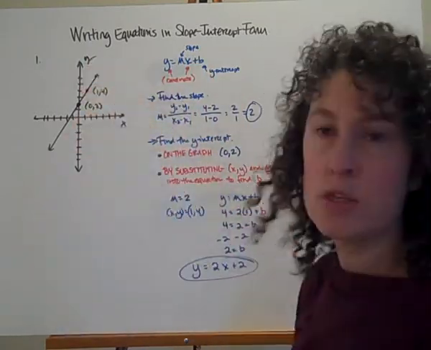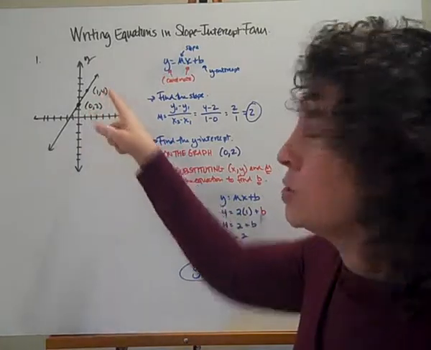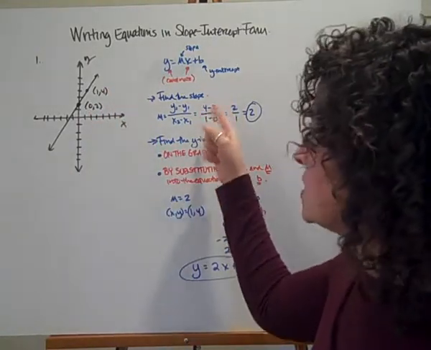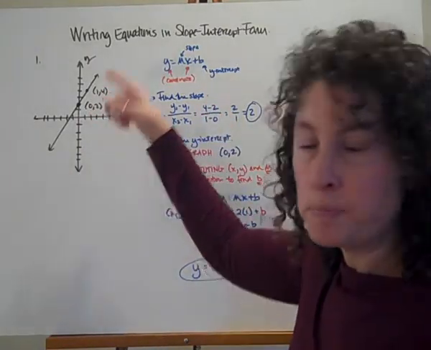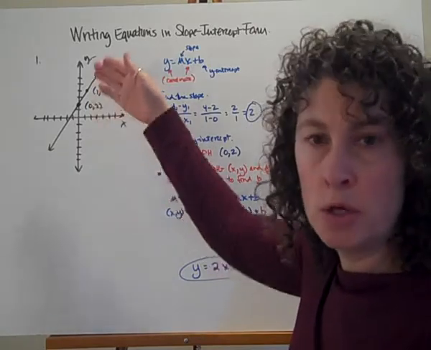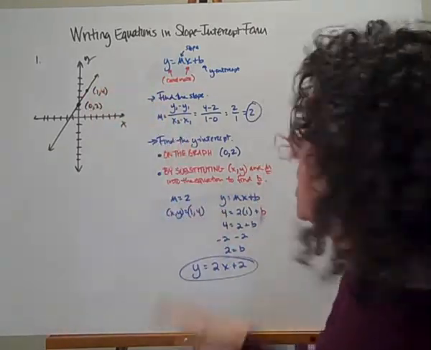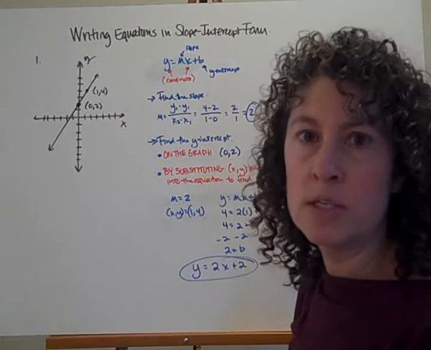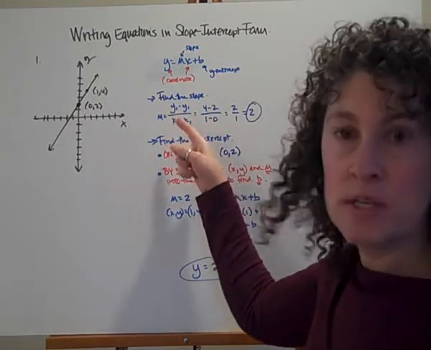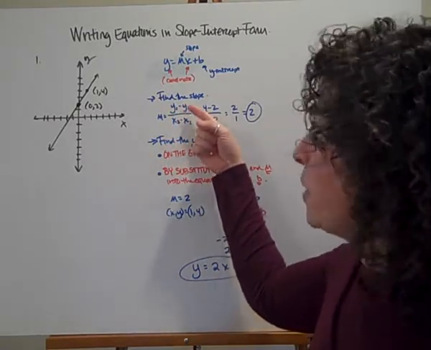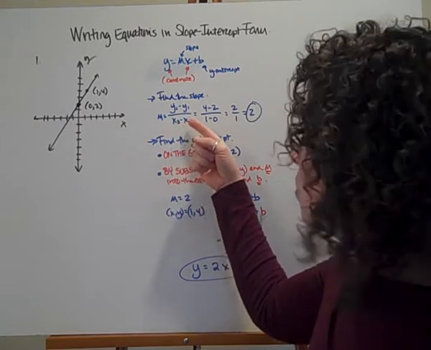So let's work from this graph here. I have 2 points. I have (0, 2), and I have (1, 4). First, to find the slope. Now since it's a graph, I could use rise and run. That would be totally fine. I want to get some practice using my slope formula here. So I'm going to refresh myself as to my slope formula: y2 minus y1 over x2 minus x1.